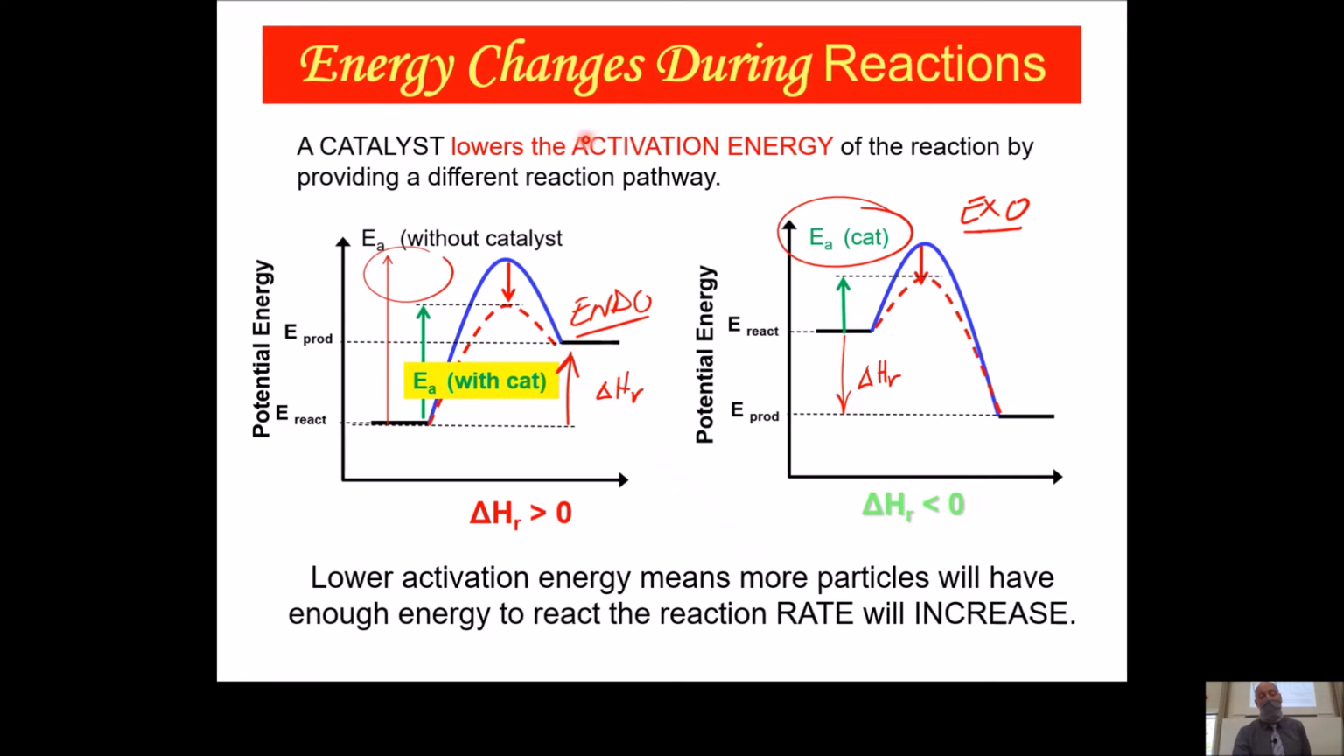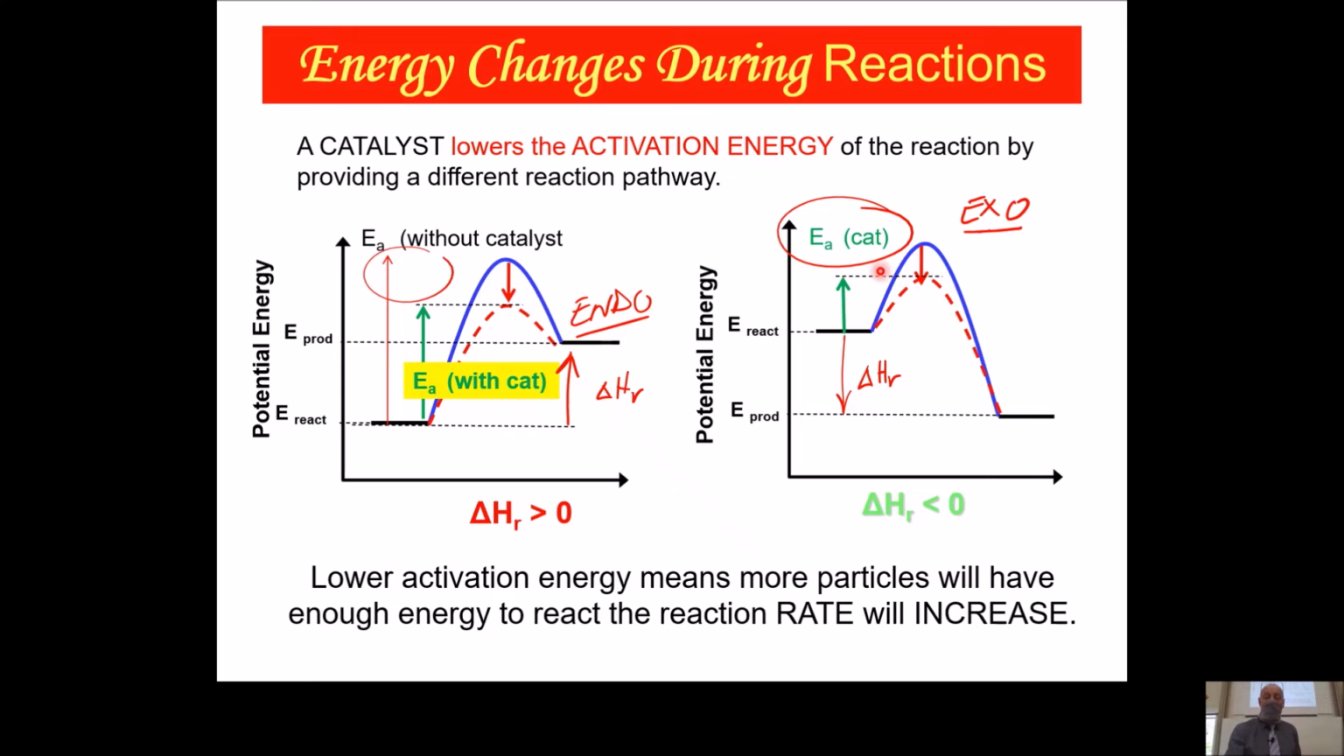So look at this. If we ask you how does a catalyst speed up a reaction, this is what you must say. The catalyst lowers the activation energy by providing a different reaction pathway. Now I know that's very vague, but that's all you need to know. You don't need to know it in any more detail than that.